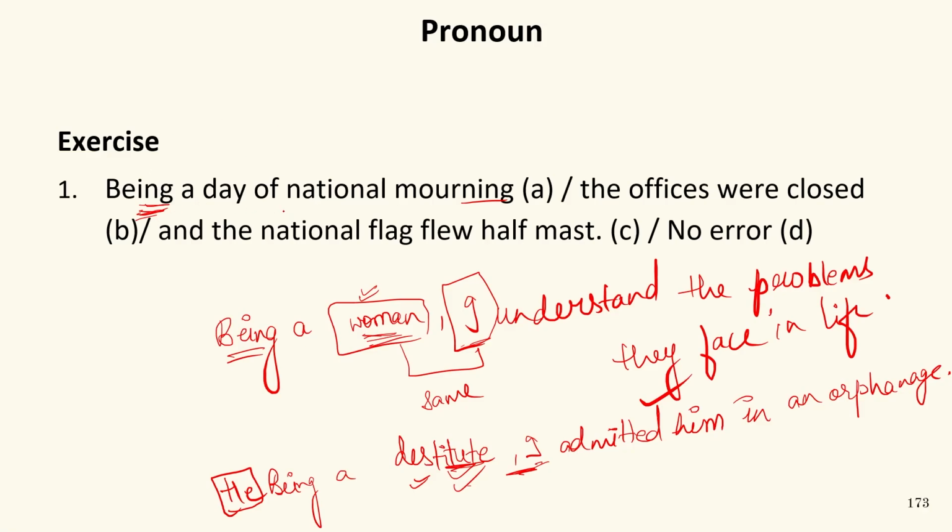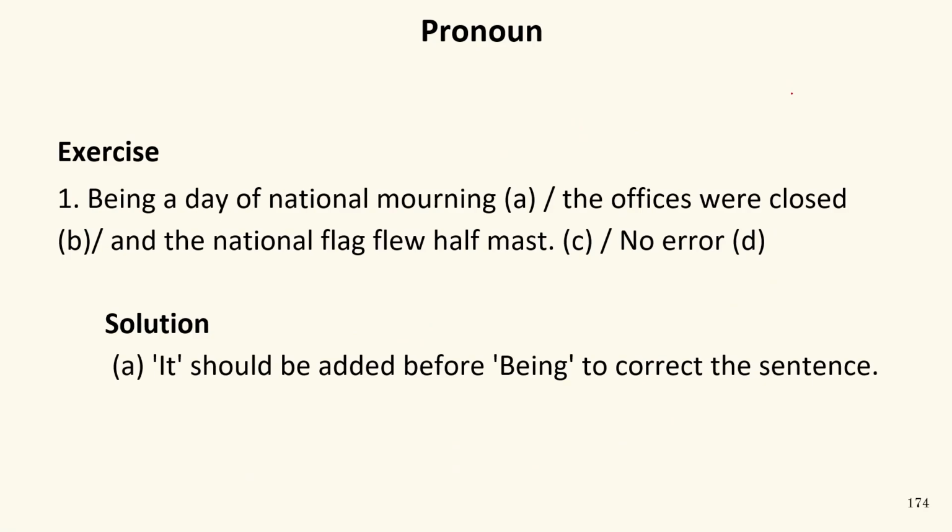So in this case, being a day of national mourning, the offices and national mourning, these are not the same. So for this national mourning, I can write the word it. So we have to add it before the word being in the sentence. So the correct sentence will be: it being a day of national mourning, the offices were closed and the national flag flew half-mast.